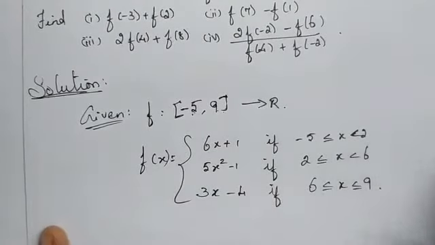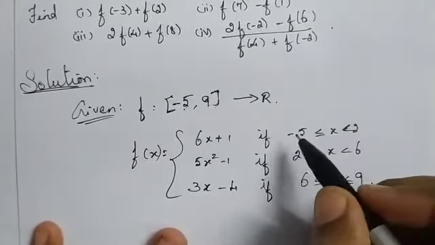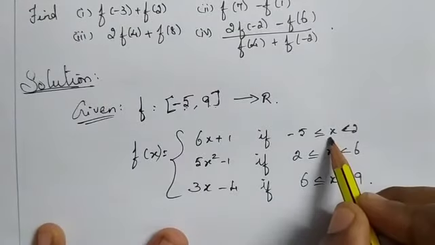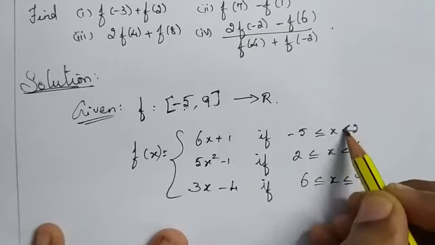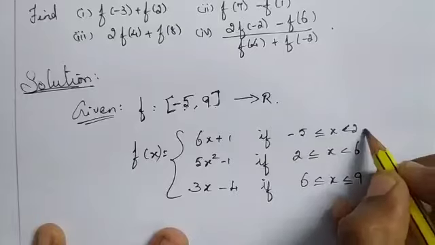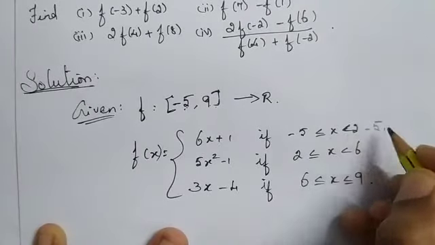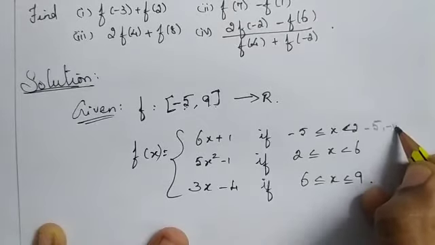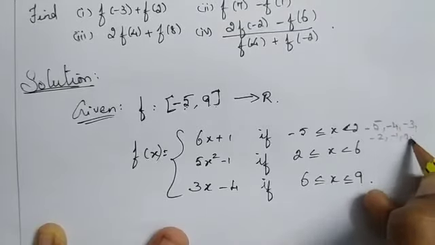Now we find the values of x. Same procedure. Here also find the value of x. Using the pencil, write here the value of x. Minus 5 less than or equal to x less than 2. Therefore, the value starts from minus 5, less than 2, therefore up to 1. Minus 5, minus 4, minus 3, minus 2, minus 1, 0, 1.